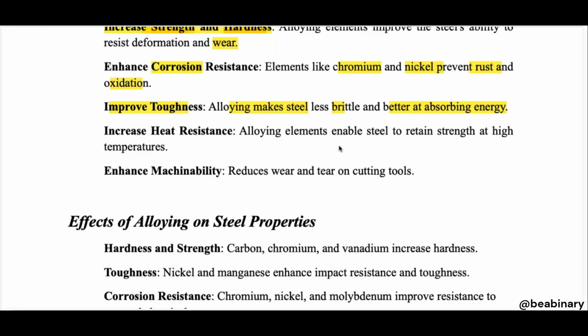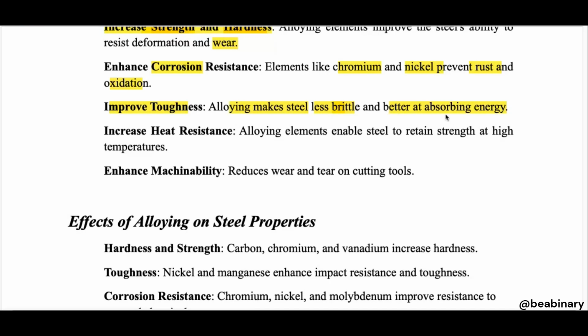But in some applications we purposely use brittle material, not ductile material, so it depends on the application. Alloying makes steel less brittle, meaning they are made sufficiently ductile. Not that hard, and here hard does not mean hardness. Hard means they are not in a position to be straightened, in that sense. If we talk about hardness, then we use the word hardness. Otherwise, hard means brittle.